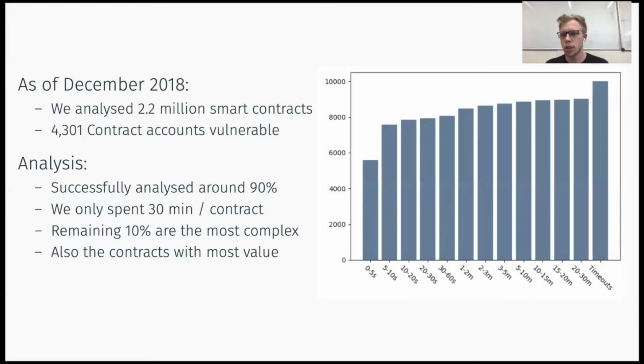And actually, most of the contracts on Ethereum are rather simple. Here I plotted, for 10,000 samples from our data set, how long it took to analyze these contracts. As you can see, the timescale is not linear, but in the first 5 seconds, we can already solve half of the data set. And after 2 to 3 minutes, we have analyzed about, I think, 85% of the data set. After that, we steadily increase until we reach the 90%, and the remaining are timeouts.